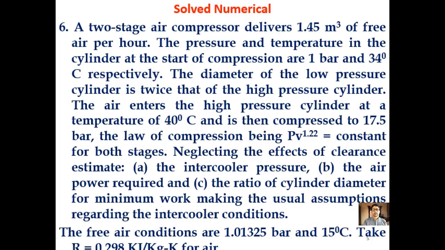Now let us solve this problem. A two-stage air compressor delivers 1.45 meter cube of free air per hour. The pressure and temperature in the cylinder at the start of compression are 1 bar and 34 degrees Celsius respectively. The diameter of the low pressure cylinder is twice that of the high pressure cylinder. The air enters the high pressure cylinder at a temperature of 40 degrees Celsius and is then compressed to 17.5 bar. The law of compression being PV to the power 1.22 is equal to constant for both stages.